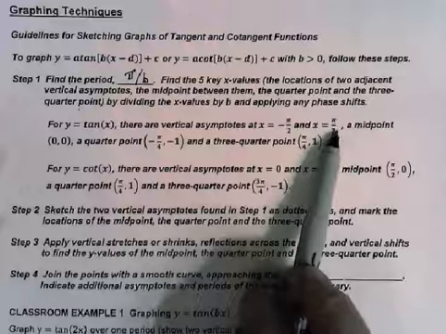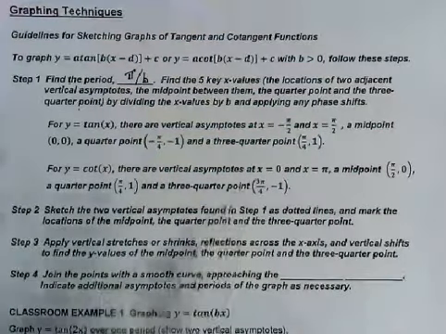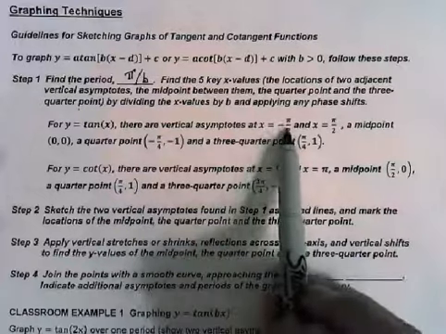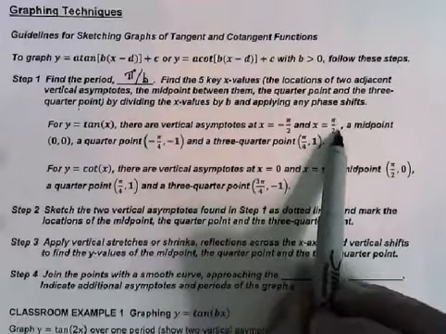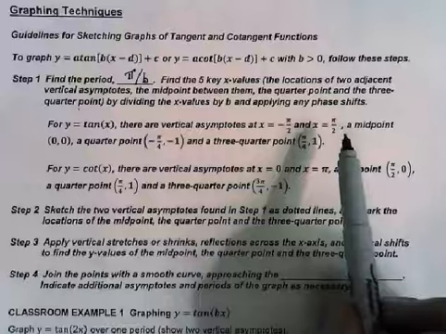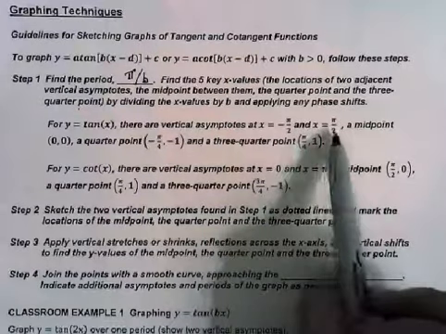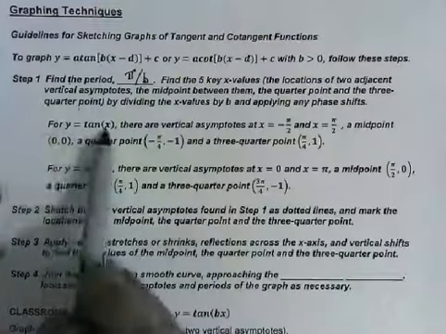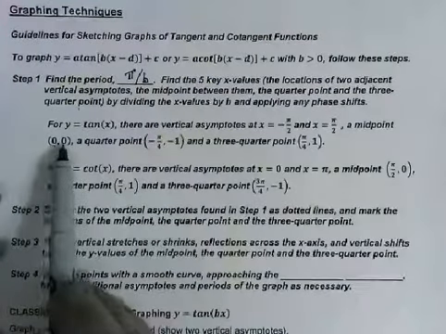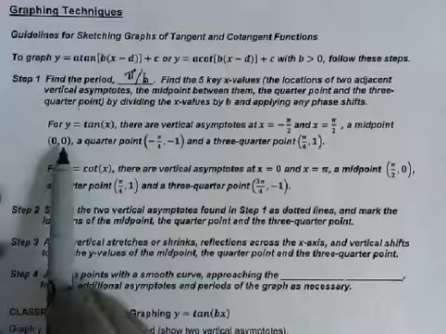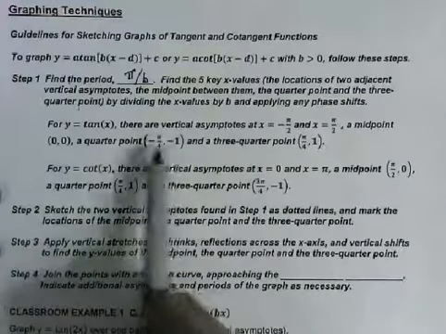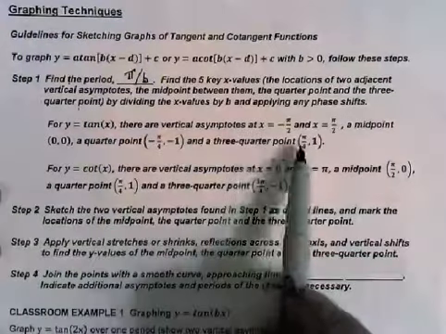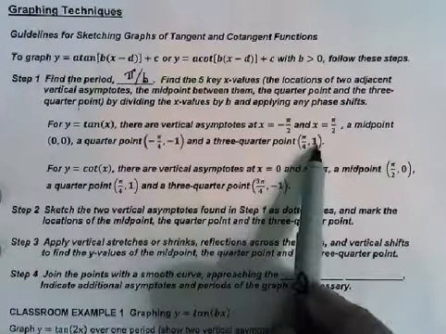And here's what they are for tangent and for cotangent. They're different for the two functions. For tangent, our vertical asymptotes are negative pi over 2 and pi over 2. Those are going to be the endpoints of our interval where we have one full period. The midpoint between those two for the basic tangent graph is going to be 0, 0. That's going to be an x-intercept. We'll have a quarter point at negative pi over 4, negative 1, and a 3/4 point at pi over 4, 1.